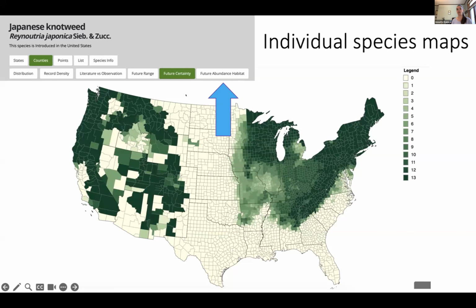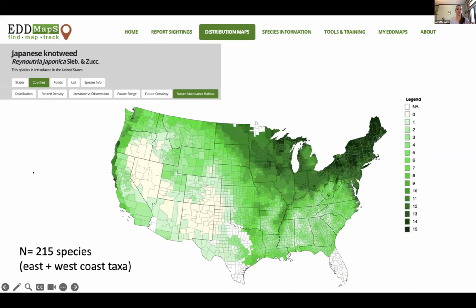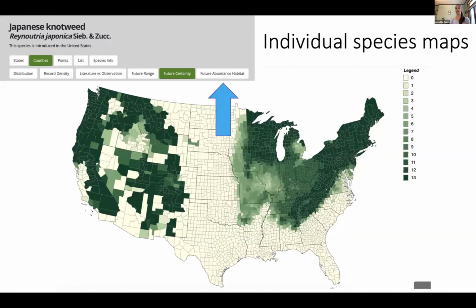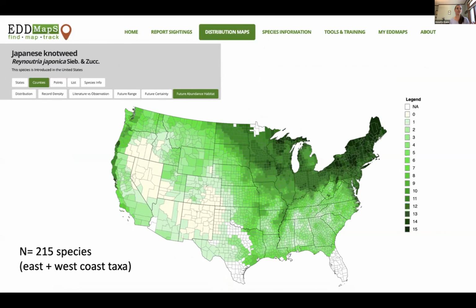And so if we click on this Future Abundance Habitat tab, it'll take you to a very similar looking map. This time the scale's out of 15, but same deal, the larger the number, the more models agree that that area is likely to be suitable. And so you can toggle backwards and forwards between these two to compare where the species is likely to just occur on the landscape versus regions where it's likely to also reach high abundance. And it's our hope that this is going to be useful for narrowing down that list of potential range shifting species. And at the moment, this data is available for you to use and access for 215 species, so both the East Coast and the West Coast taxa.